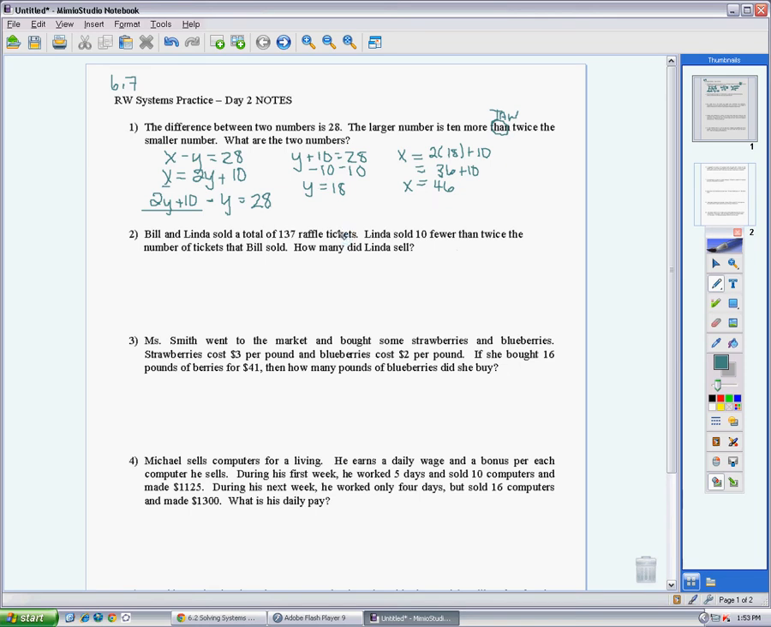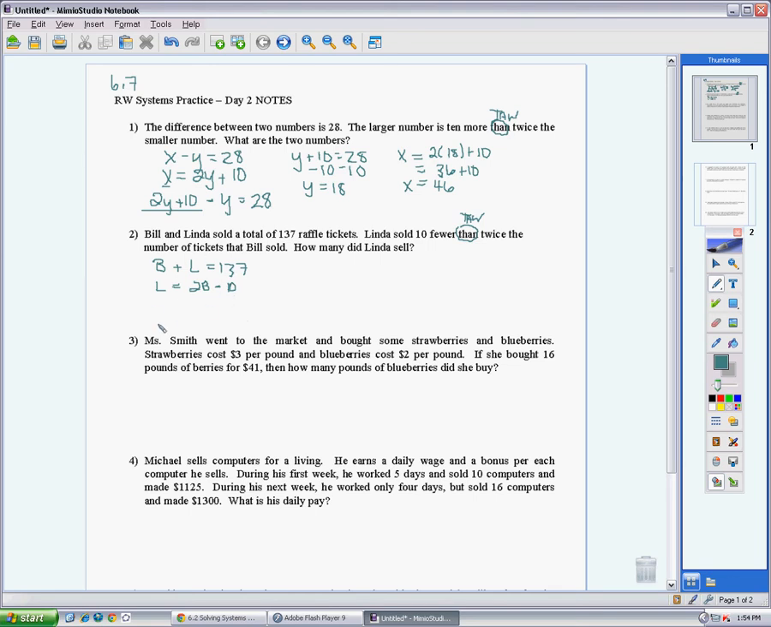Number 2. Bill and Linda sold a total of 137 raffle tickets. Linda sold 10 fewer than twice the number of tickets that Bill sold. How many did Linda sell? Okay, well, Bill and Linda sold 137 raffle tickets. So I'm going to use B for Bill and L for Linda, and that was 137 tickets. And then it says Linda sold, so that's L equals 10 fewer than, we've got another turnaround word, twice the number that Bill sold. So Linda is going to be twice the number that Bill sold minus 10 tickets.